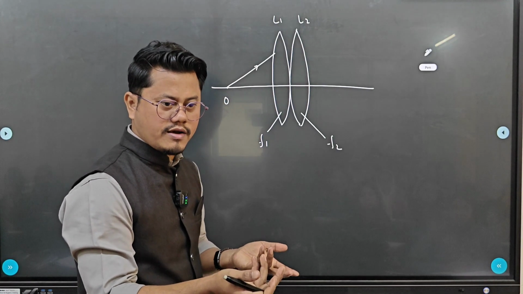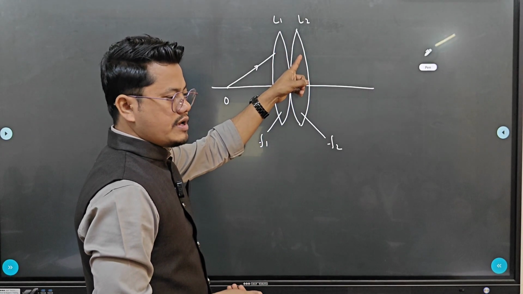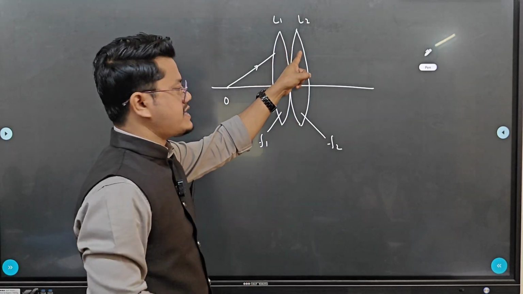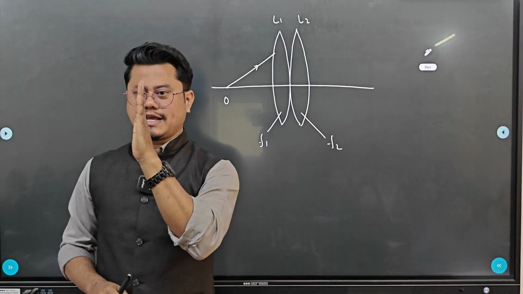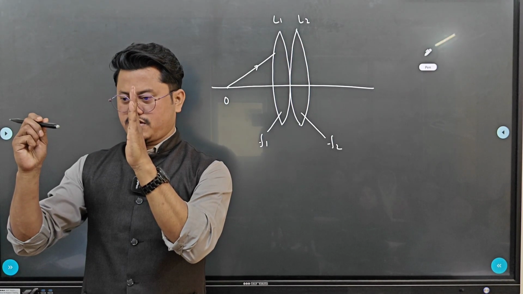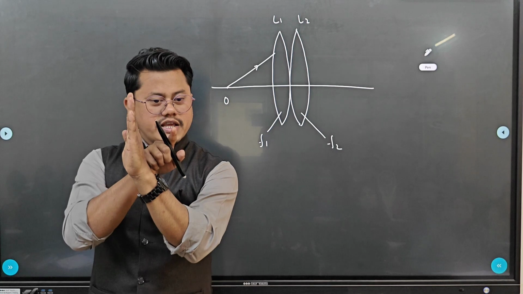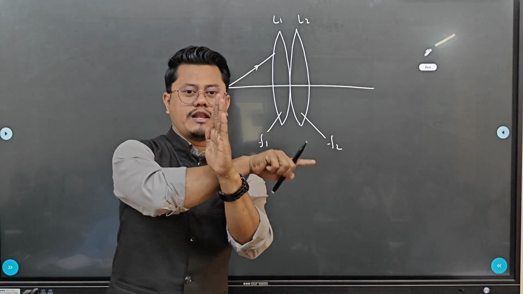Image will be formed, right? Whatever image is formed by L1, that image will now be acting as a virtual object for the lens L2. Are you getting it? This is lens L1, this is the object. Lens L1 will be forming an image on this side. That image will be acting as an object for the lens L2 now. Again, lens L2 will be forming the final image.